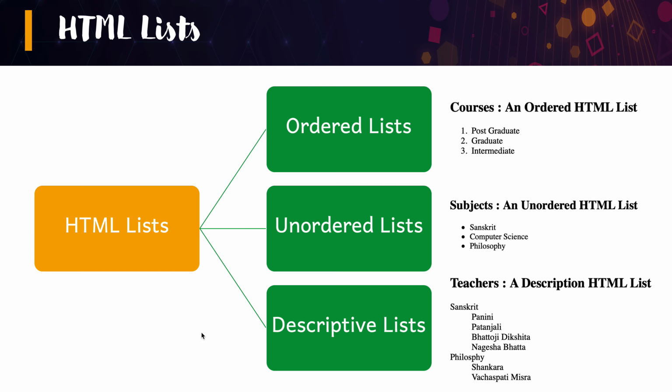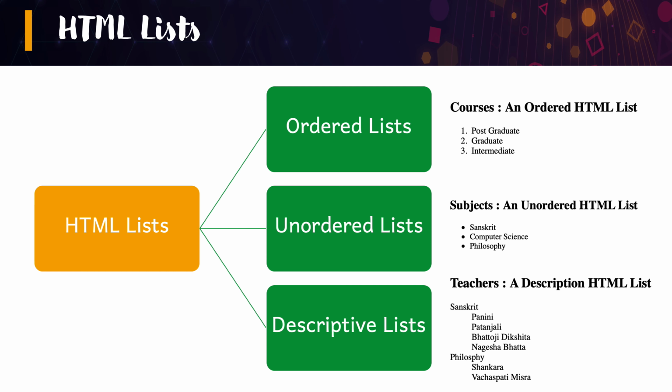There are three kinds of lists that are possible in HTML. The first one is an ordered list. An ordered list is where you have numbers against the items. 1, 2, 3. This is a numbered list that we call in Word or any word processing software. An example is there on the screen. A list of courses that are offered in a college: postgraduate, graduate, and intermediate. I mean, in reality, you will have more courses, but this is an example. This is a numbered list. That is the most important one.